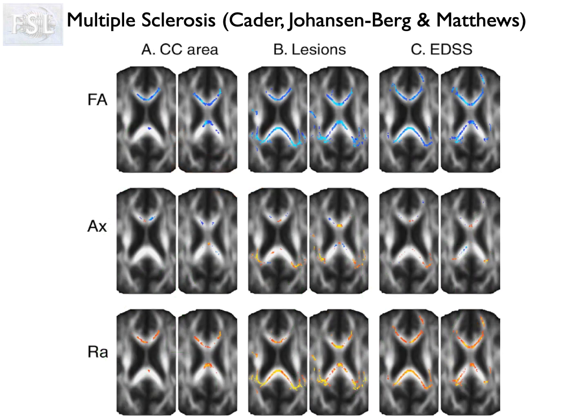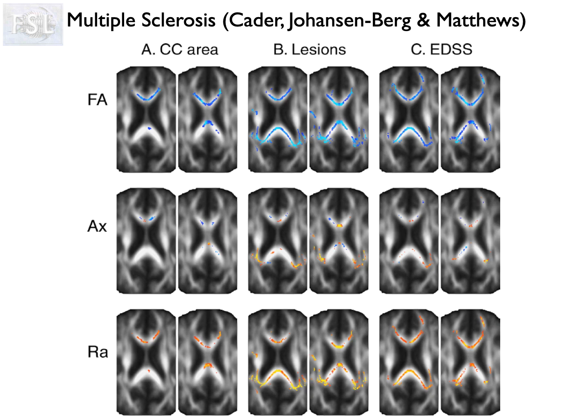And TBSS is not restricted to FA. Once the skeleton is created, other diffusion metrics can be sampled as well. In this multiple sclerosis example, there is a difference in FA in the top left and a correlation with lesions in the upper middle and with disease scores in the upper right.